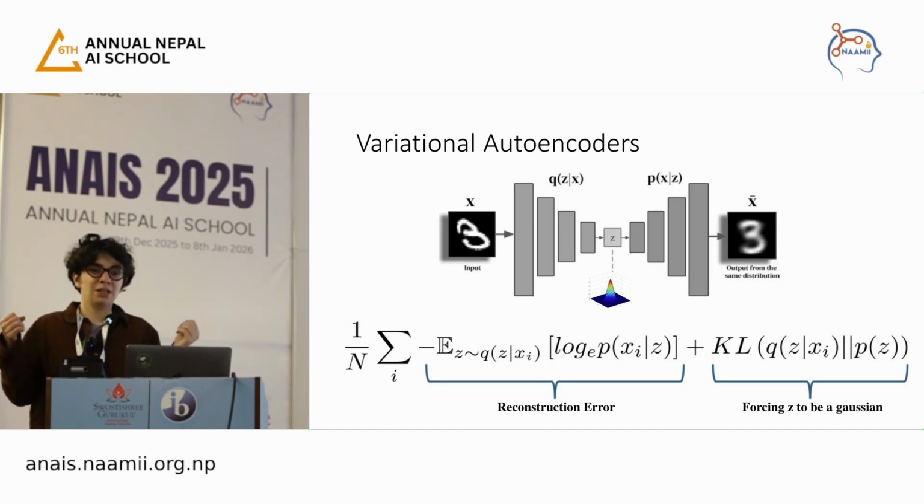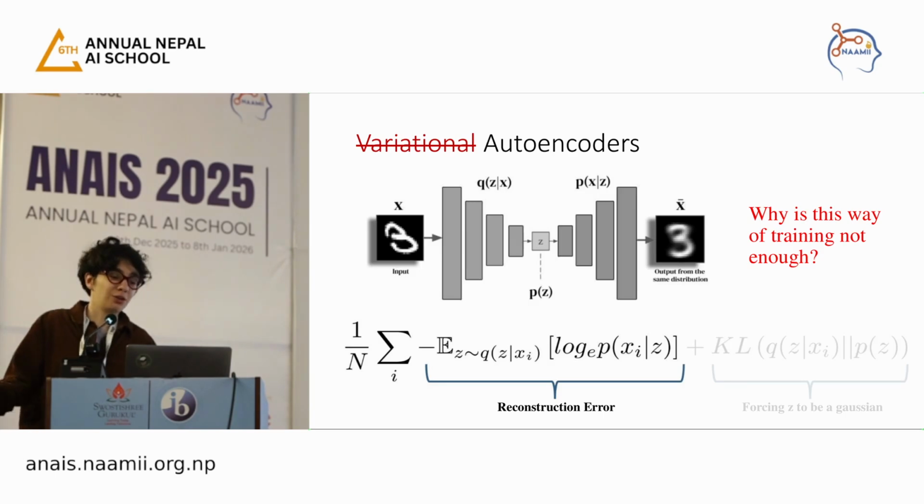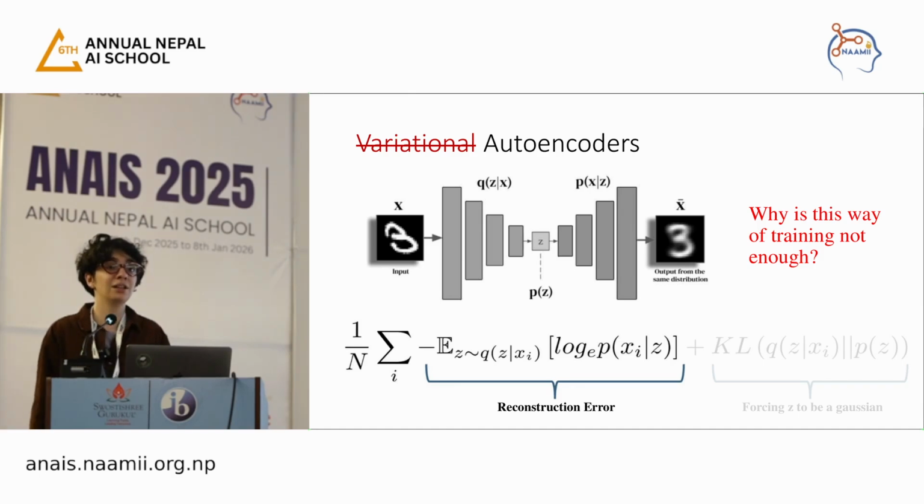Now, before variational autoencoders, there were autoencoders that didn't have that ugly KL term. Does anybody have some intuition why that KL term is needed in the first place? Like, yes? No?